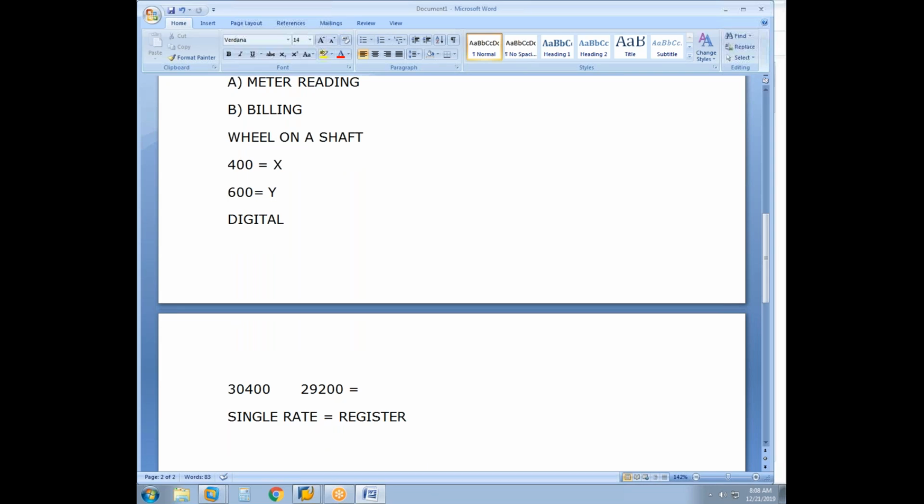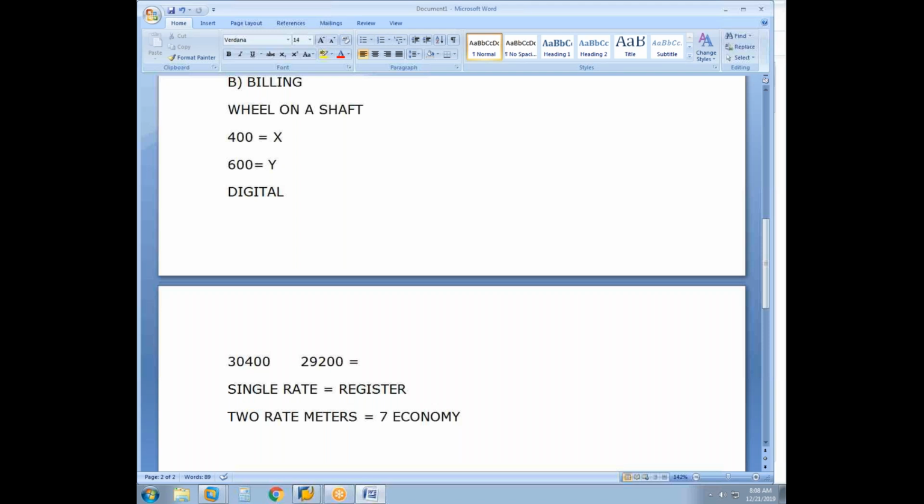But there are some meters which are called two rate meters, also called Economy 7 meters. They are very popular in the UK. These meters actually have two registers. They will provide two readings every month. One is called on peak and one is called off peak.